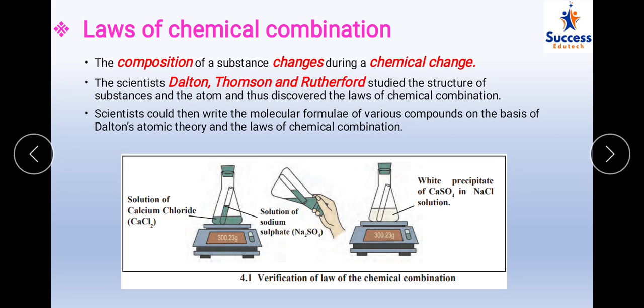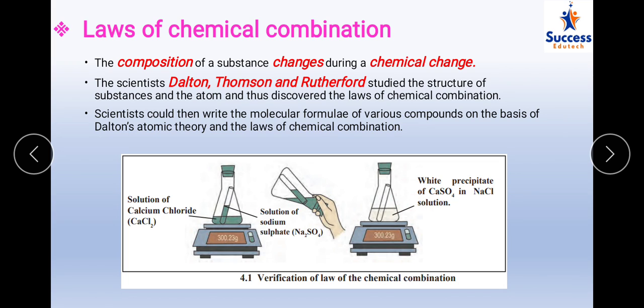Here in the figure 4.1, you can see that there is a verification of law of chemical combination. See, inside the flask, they have taken a solution of calcium chloride, which is CaCl2. Also, inside the flask, there is a small test tube in which solution of sodium sulfate is taken, which is Na2SO4. At first, it is not mixed, but for the second time, here on the second weighing machine, we have mixed it. When it has been mixed, the two chemicals are combined and some new compound is formed.